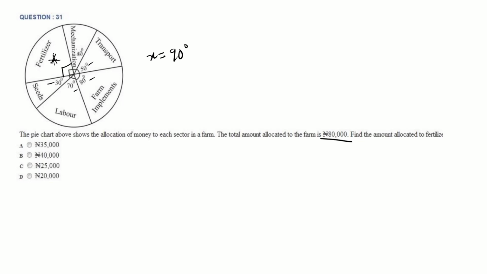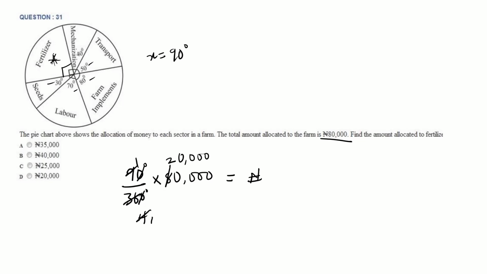So here, to find the amount of money allocated to fertilizer, we simply take fertilizer's degree, which is 90 degrees, divided by 360 degrees, multiplied by 80,000 naira, the total amount of money allocated. In doing this very fast, we cancel: 9 and 9 in 36, that is 4. So 4 and 4 in 8 is going to be 2. Then 0, 0, 0, 0. This is JAMB, we have to be as fast as possible. This is 20,000 naira, and that is option D.